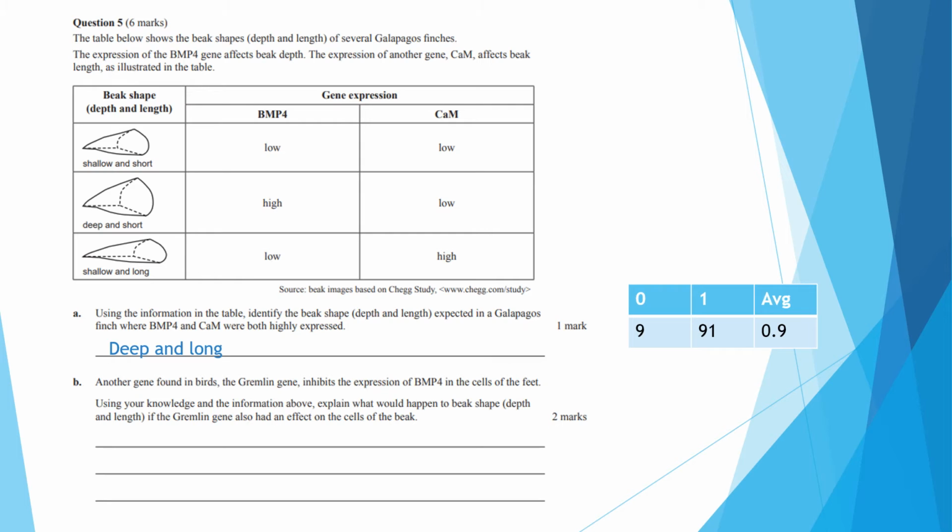Part B introduces the gremlin gene, which inhibits the expression of BMP4. The question asks if this gene also affects the cells of the beak, what would be the end result? Now, this is a 2-mark question, which means you need to give 2 statements. The important thing here, which I think some students missed out on, is that the question even gives you a clue. What would happen to the beak shape, which is depth and length?